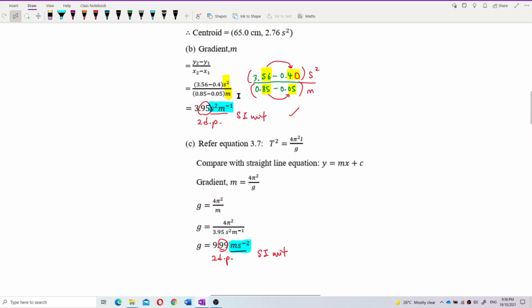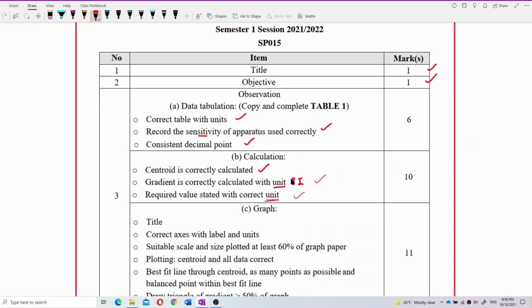The gradient must be 2 decimal places, with SI unit. The calculated value also 2 decimal places, with SI unit. Then you are correct. This is correct. So here you get marks also. So you get full marks, 10 marks.